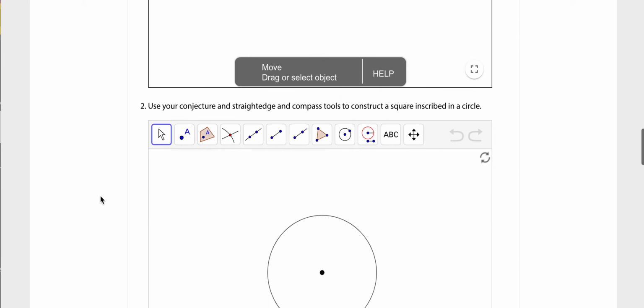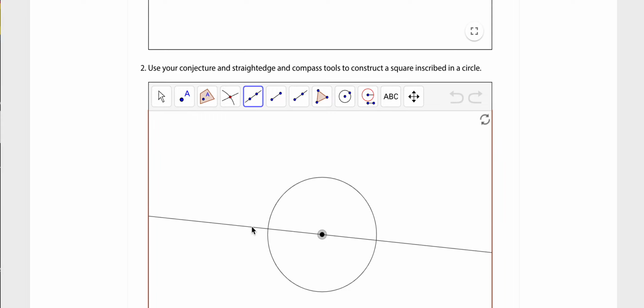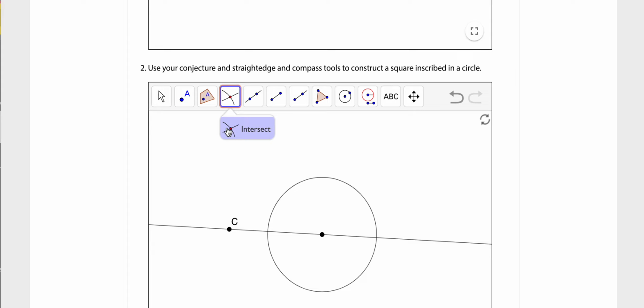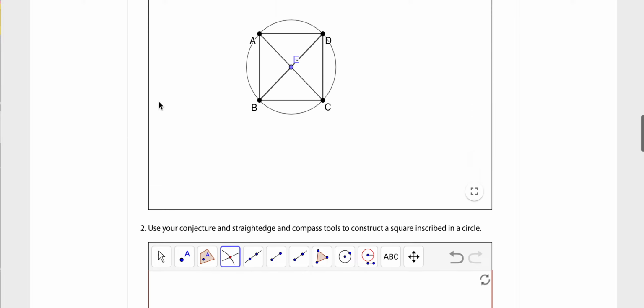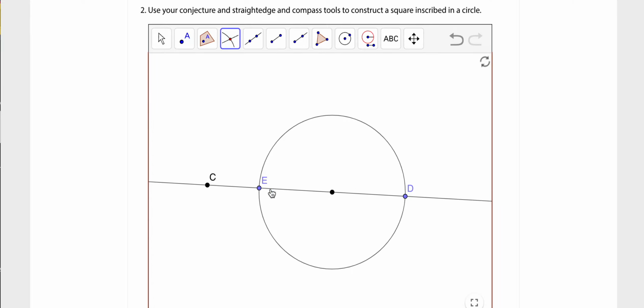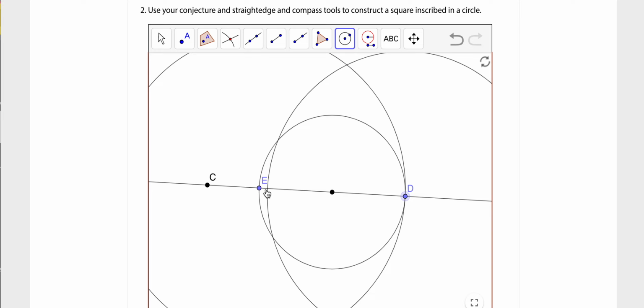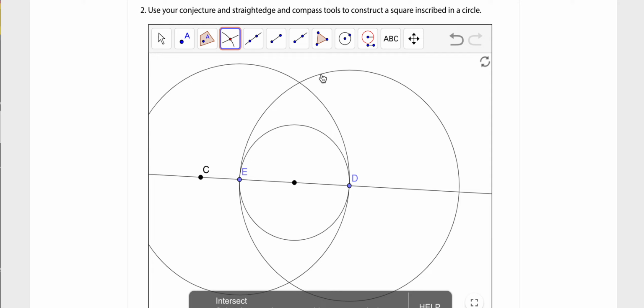So now, if you wanted to create a square inscribed in a circle, we can actually do this really quickly using those conjectures. If I create a line that goes through my circle, and I find the two intersection points, the center of the circle is point E, okay? These 2 points here are going to be 2 of my points to make my square. And to make the other 2, I just need to make the perpendicular bisector and find where that intersects the circle. So let's label our intersection points.